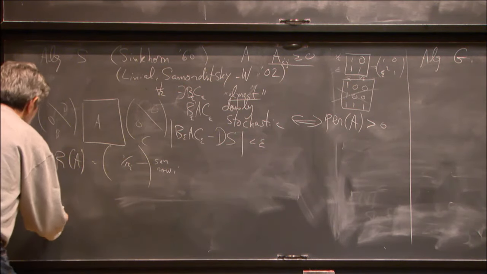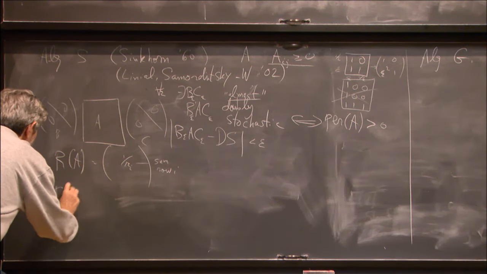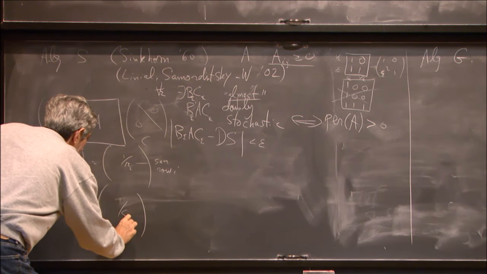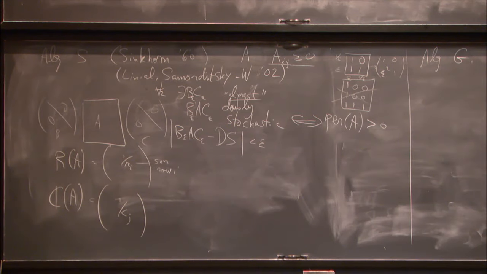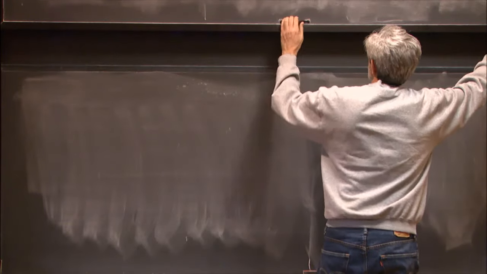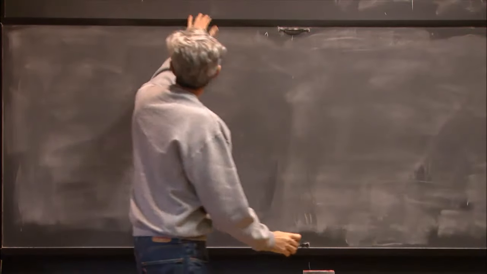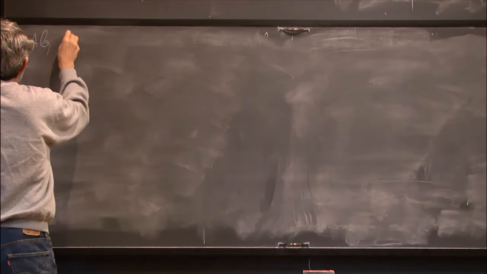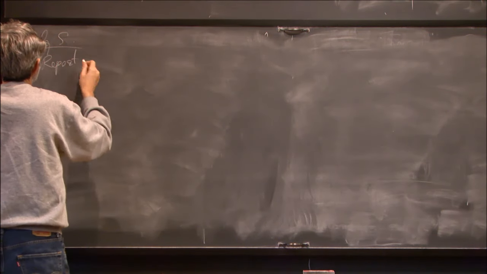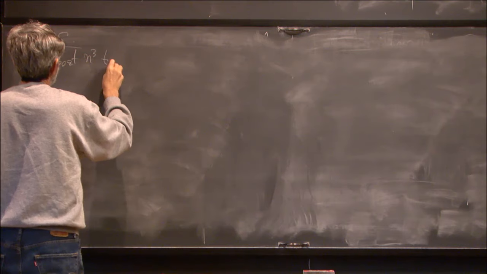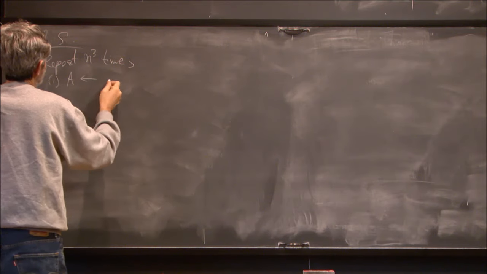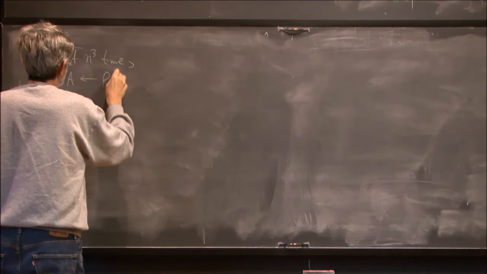And similarly, I want to denote C of A as the diagonal matrix with 1 over the column sums. Okay? And you've seen it before. Those of you who were here last Monday saw it, but I'll write here algorithm S, synchronous algorithm: repeat n cubed times, A multiplied on the left by R of A.